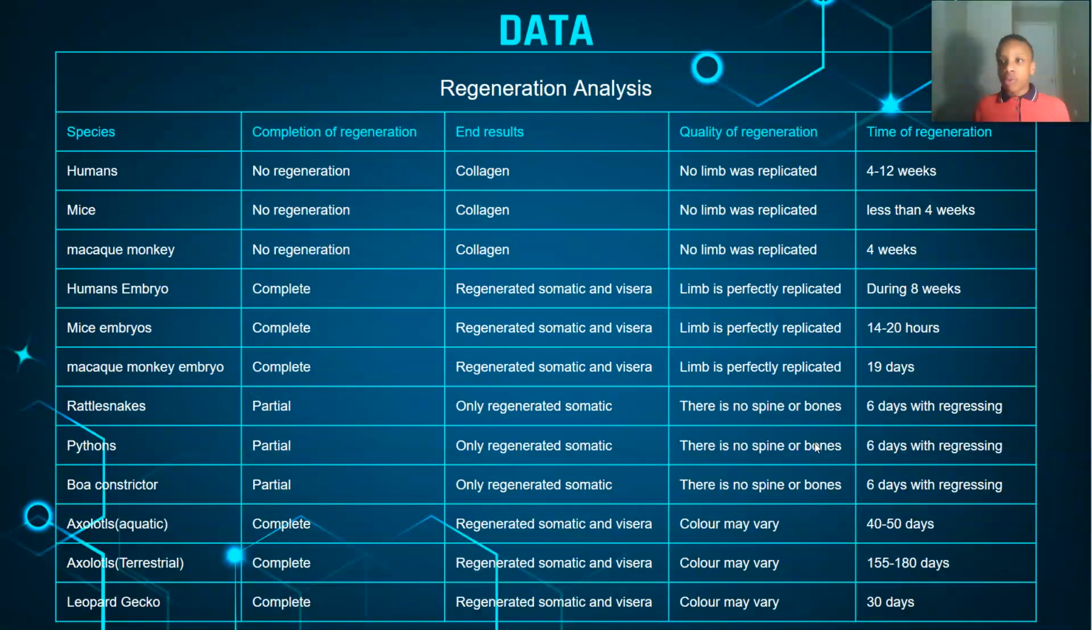This took 6 days with regressing. Regressing is the process of returning to its original state. Axolotls and leopard gecko are my last two species on the list. There are two types of axolotls: aquatic and terrestrial. Terrestrial axolotls are also known as morphed axolotls. All three regenerated the somatic and viscera. It took the leopard gecko 30 days, the aquatic axolotl 40 to 50, and the terrestrial axolotl 155 to 180.